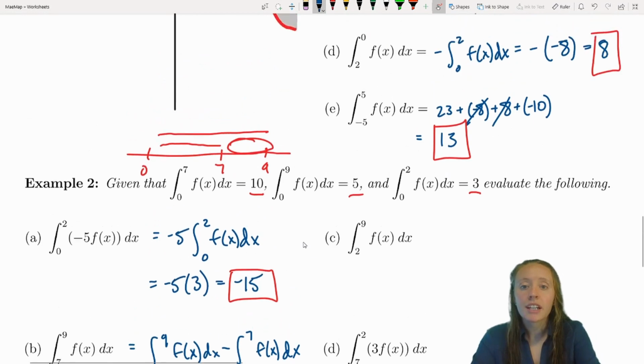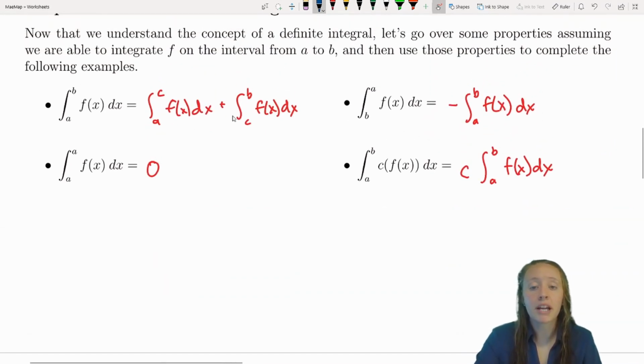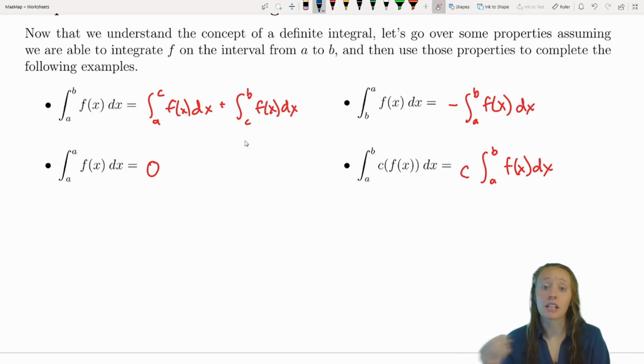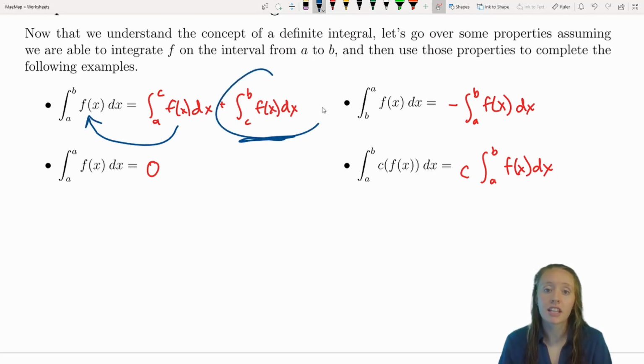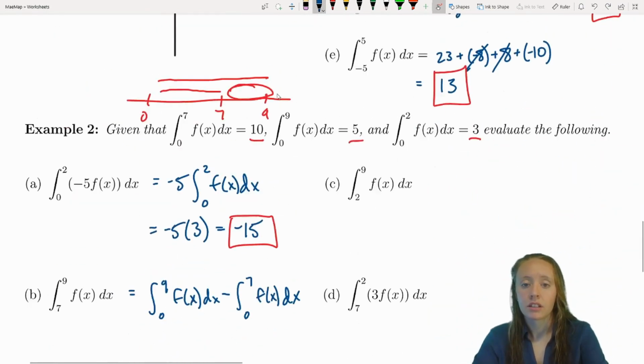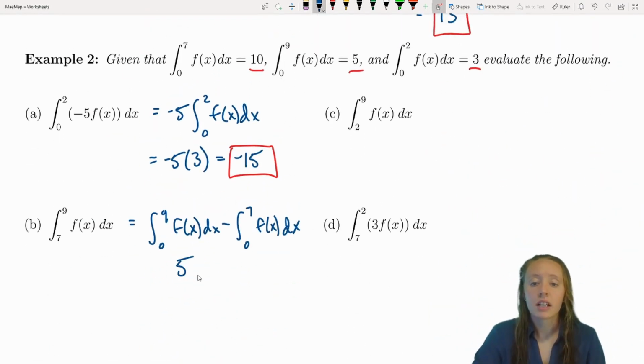Essentially what I'm doing is manipulating that first property we talked about, how we can break our integral up, splitting it up. All I did is I wanted a separate chunk, so I subtracted my known to get the interval that I actually wanted. And based on the given values, 0 to 9 has a value of 5, and 0 to 7 has a value of 10. 5 minus 10 is a -5.